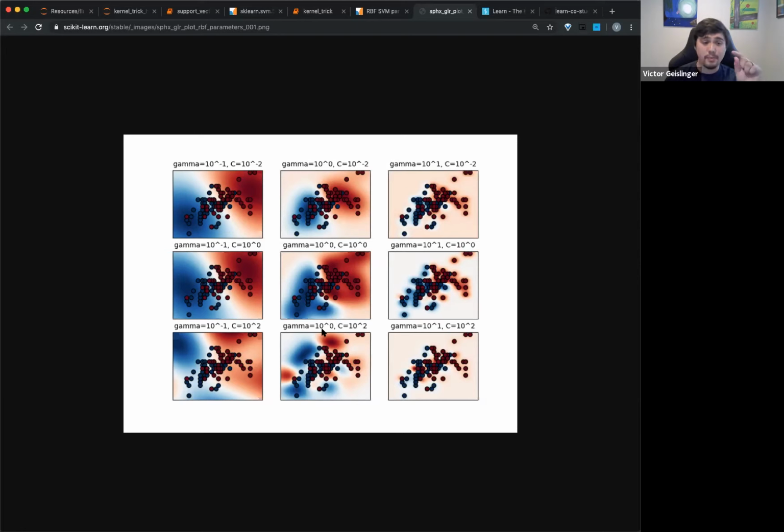So these are hyperparameters that you would tune in the grid search to find the proper parameters.